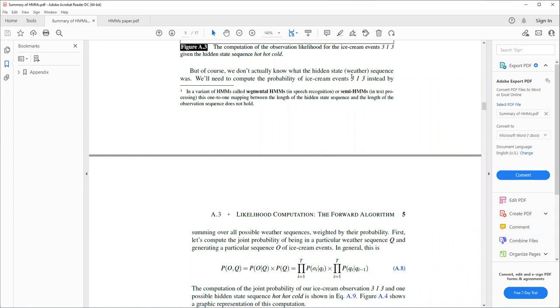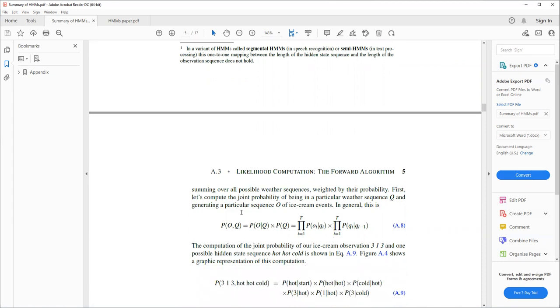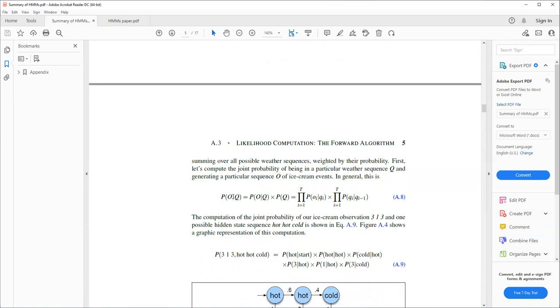We'll need to compute the probability of the event 313 by summing over all possible weather sequences, weighted by their probability. First of all, it computes a joint probability for a particular weather sequence. For example, big P of O and Q at the same time, which is given by the probability of O given Q multiplied by the probability of Q, by Bayes' law. This then translates to the observation probabilities multiplied by the transition probabilities.